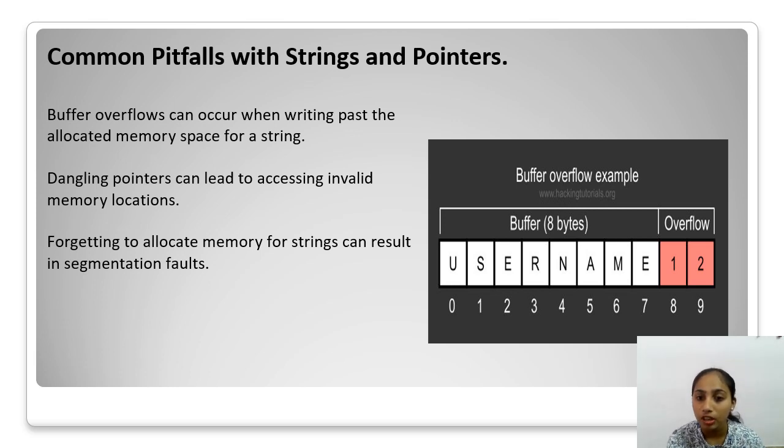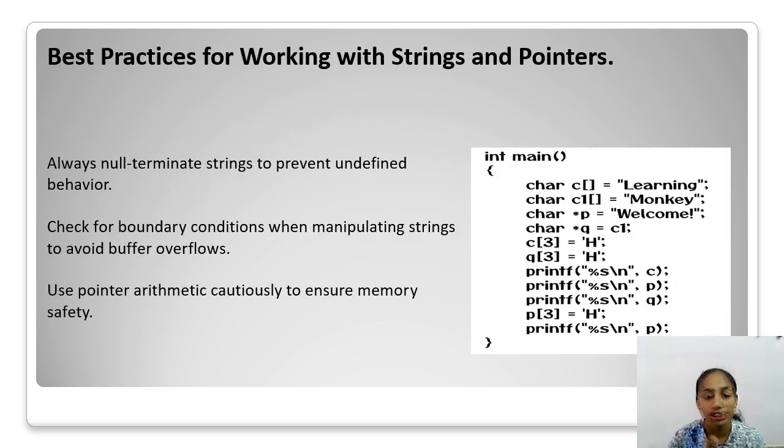In this example we can see that the buffer is 8 bytes, and then in this overflow 1 and 2 bytes are in the buffers. And then we will move on to the next slide, that is the best practices for working with strings and pointers. Always null terminate strings to prevent undefined behavior. Check for boundary conditions when manipulating strings to avoid buffer overflows. Use pointer arithmetic cautiously to ensure memory safety.